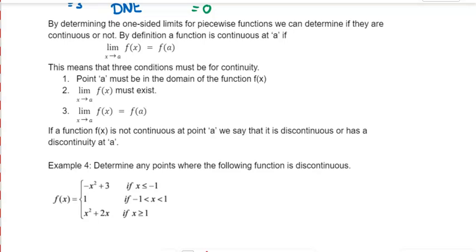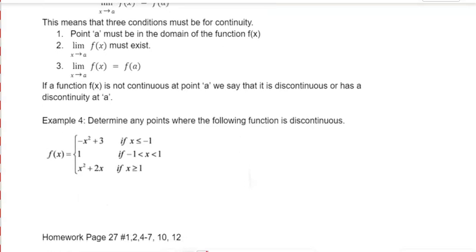Secondly, the limit must exist. So the left-hand and the right-hand limits must be the same. And thirdly, the value of that limit must be f of a. Okay, if it fails any of these 3 conditions, then we would say that the point has a discontinuity at a. Okay, so let's look at this last example.